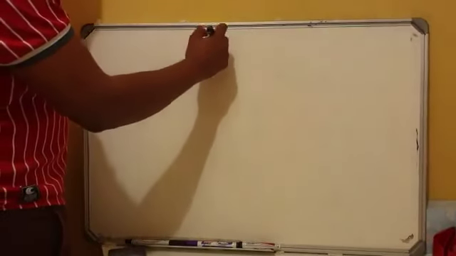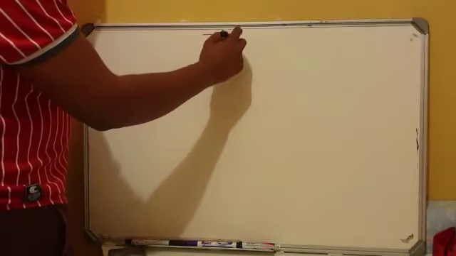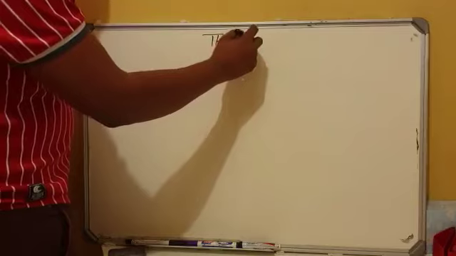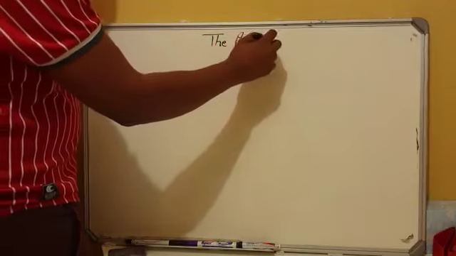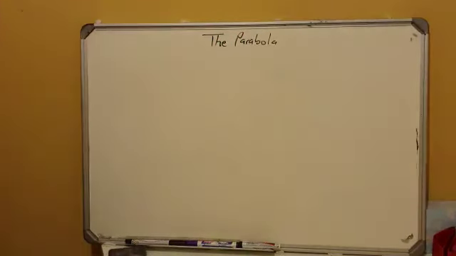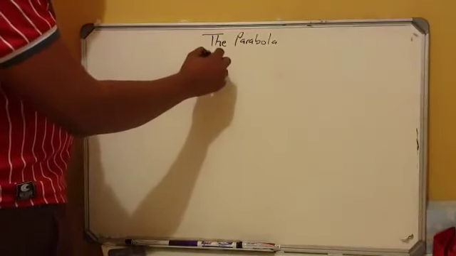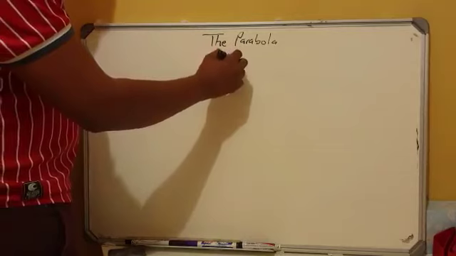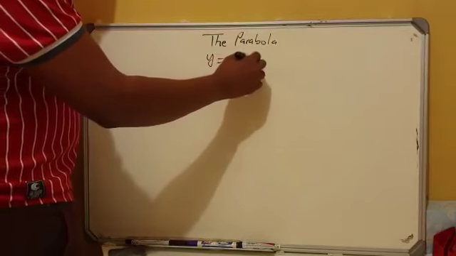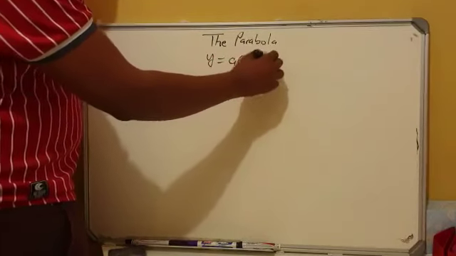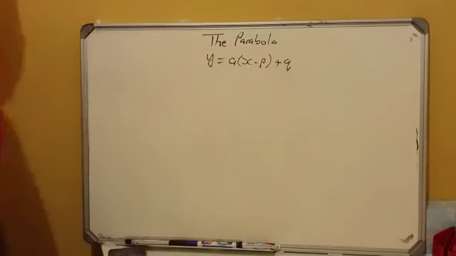So today we are on functions. We're doing the parabola. I love this topic. It is usually known as y equals a(x minus p) squared plus q. So first of all, I want us to discuss the features of the parabolic graph.